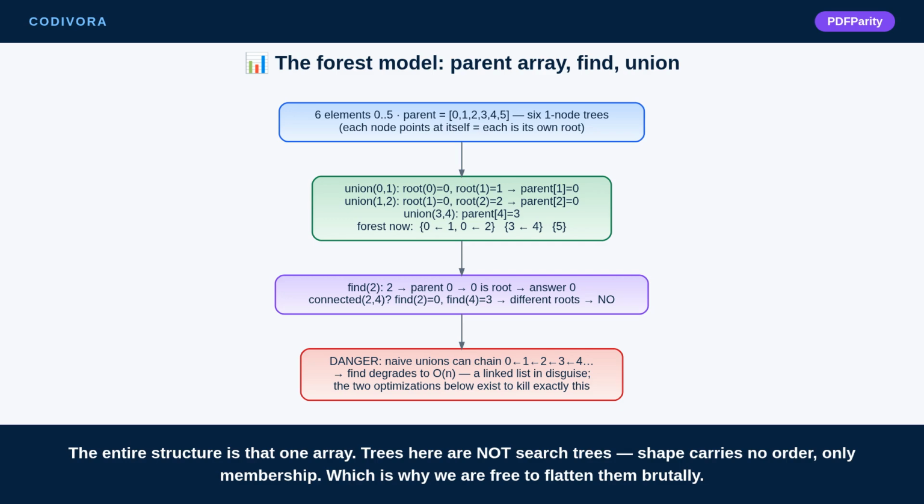The entire structure is that one array. Trees here are not search trees. Shape carries no order, only membership, which is why we are free to flatten them brutally.